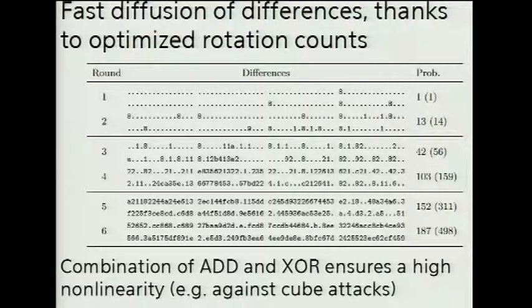So we really try to optimize the diffusion, which means the number of differences given one single difference in the input. And the second criterion is what is sometimes called confusion, which essentially means the mathematical properties of the equations. We do this by having a combination of integer additions and XOR. And this guarantees that algebraic attacks, which you may have heard about in the previous talk, will not work against SipHash. So how fast is it?